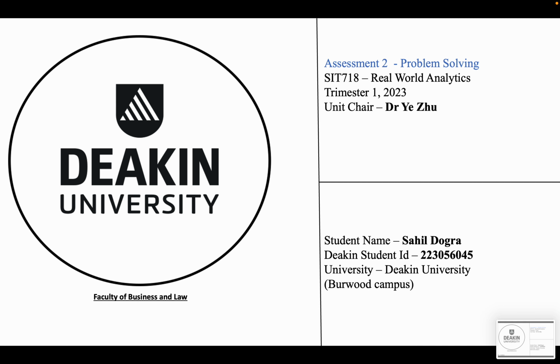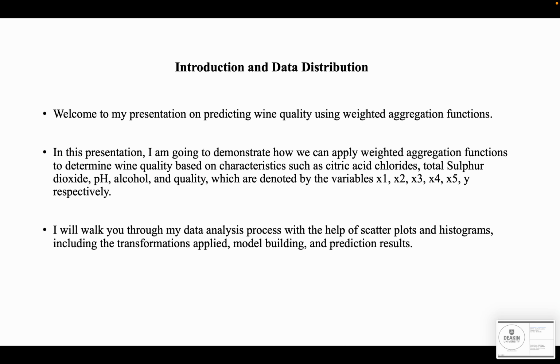Today I'm going to present my presentation on assessment 2 on real world analytics. Starting with the introduction and data distribution. In this presentation I'm going to demonstrate how we can apply weighted regression functions to determine wine quality based on characteristics such as citric acid, chlorides, total sulfur dioxide, pH, and alcohol, which are denoted with the variables x1, x2, x3, x4 and x5.